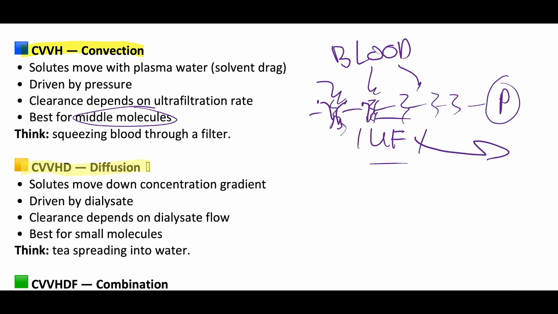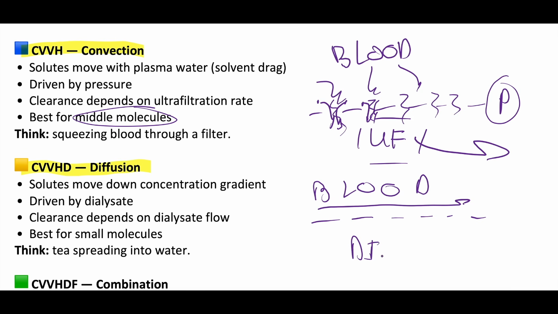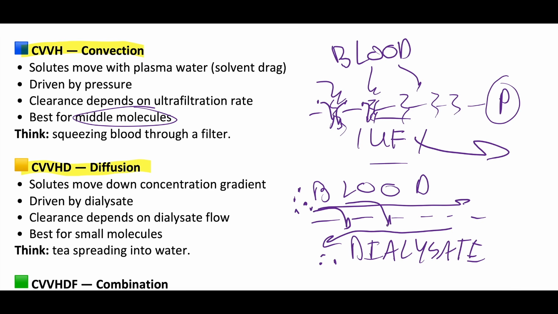CVVHD, continuous venous hemodialysis, uses diffusion. So unlike convection, diffusion is where you still have a filter and you still have blood, and this blood is traveling across the filter in one direction. On the other side of the filter, you have dialysate, and this dialysate is traveling countercurrent in the opposite direction of the blood. And you have a high concentration of solutes in the blood and a low concentration of solutes in the dialysate. So the solutes diffuse across the membrane from the blood into the dialysate across the concentration gradient from high concentration to low concentration. And that is how you clear solutes. So it's really good for small molecules. Think kind of tea spreading around in water.